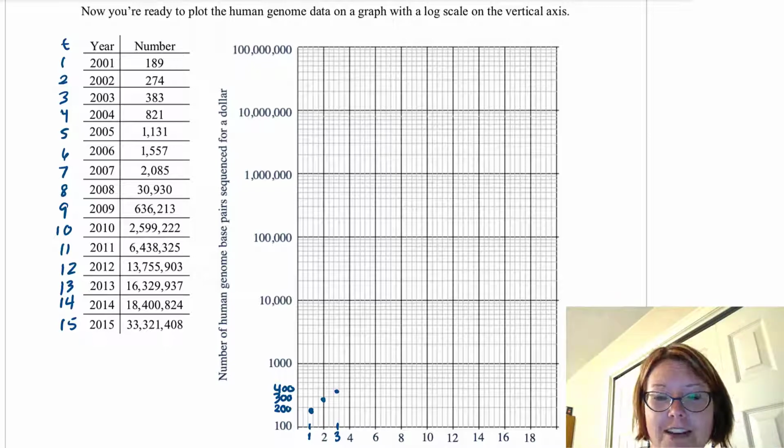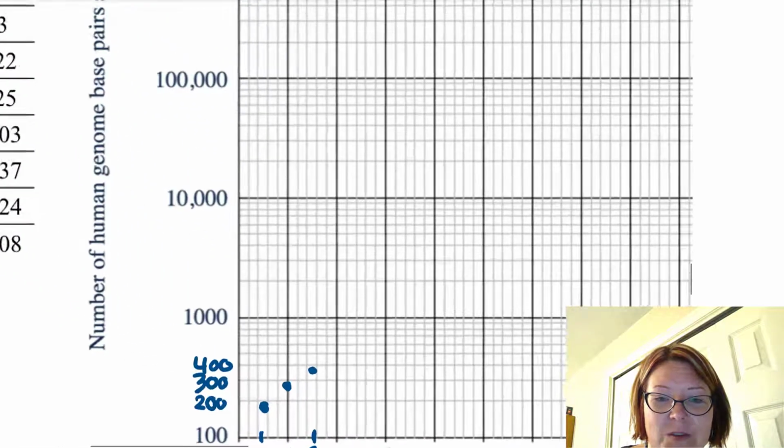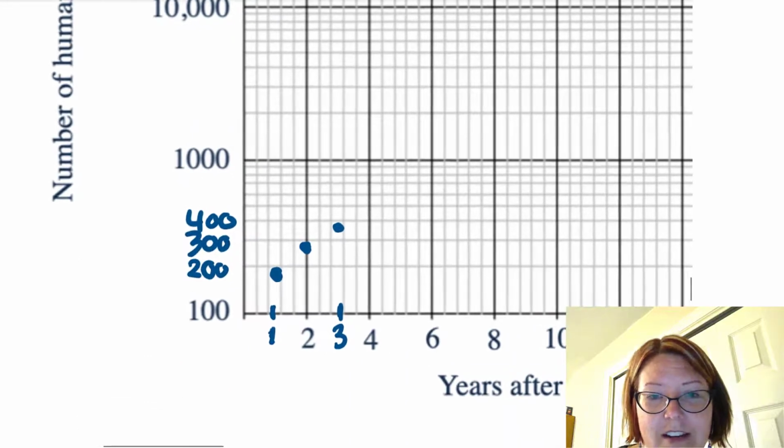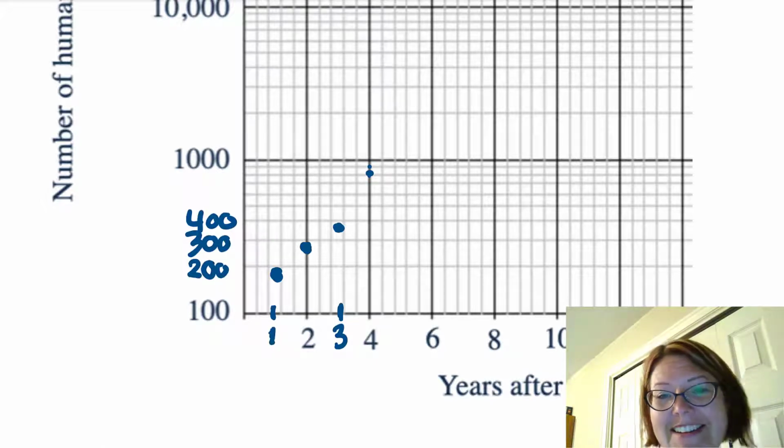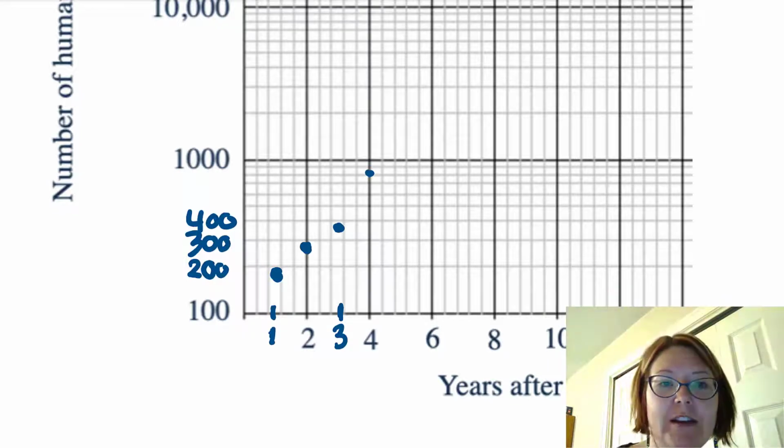Year 4 is 821, and I'm going to zoom in. This is where I have an advantage over you here. I'm going to zoom in so I can see the 900 line and the 800 line very closely. And 821 is going to be a little bit closer to the 800 line. So I'm going to plot that point. All right, what comes next?